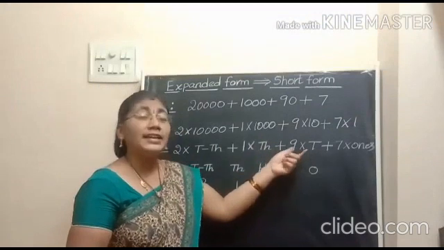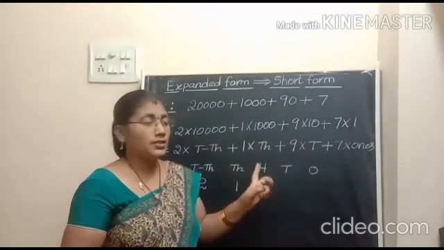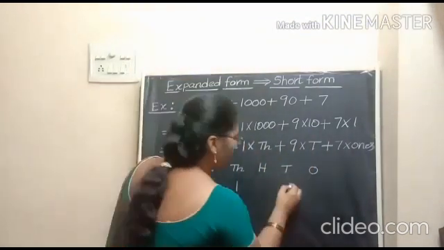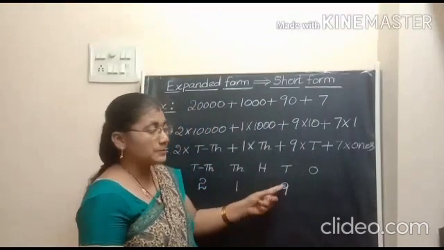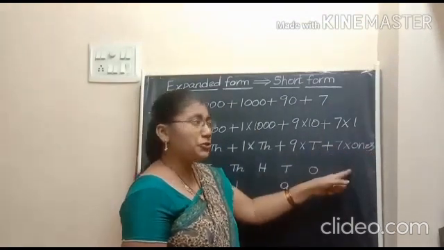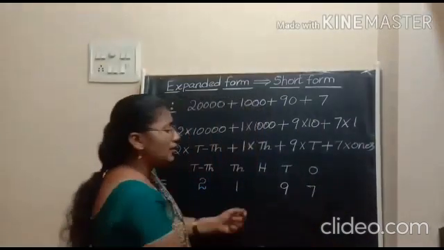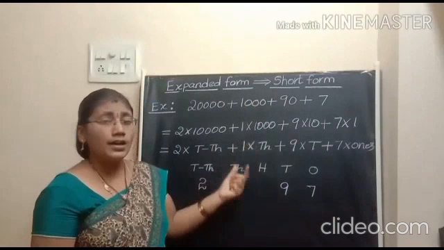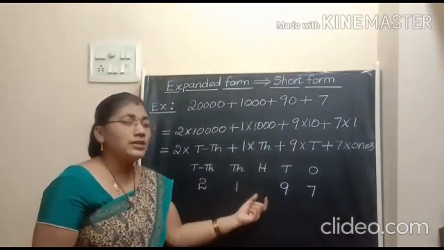Next one, 9 tens. 9 is related to tens, not for hundreds. So, we should write 9 in the place of tens only. 7 is related to the ones place. So, we should use 7 in the place of ones. Then, what about hundreds? There is no digit for hundreds. Simply, we should write 0 in the place of hundreds.